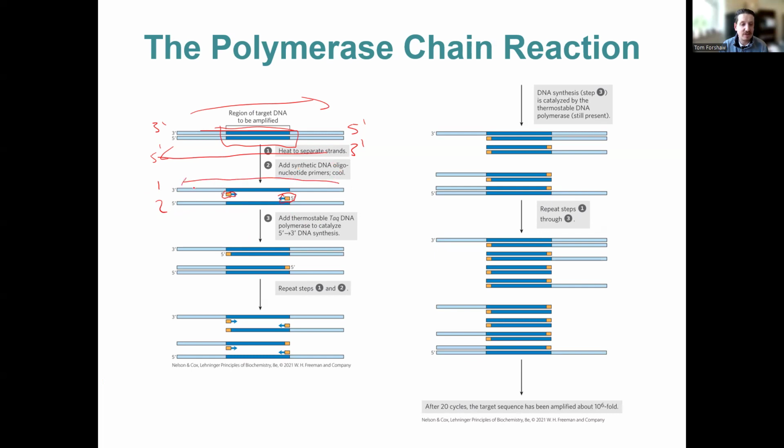So it's running 5 to 3, and then you can have a little 5 to 3 bit that complements this bit here, and this is running 5 to 3. And you can have a little bit that complements the beginning of the gene here, and you can insert that into the reaction mixture, and then you can cool it slightly, and these will come together, hybridize. Then you can add in a DNA polymerase. Common one is called TAQ, T-A-Q.